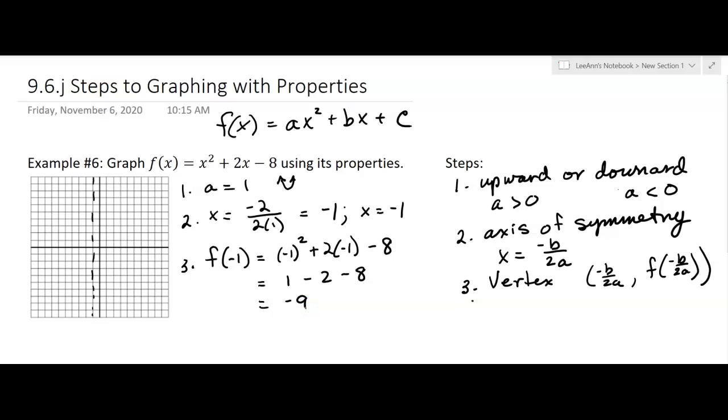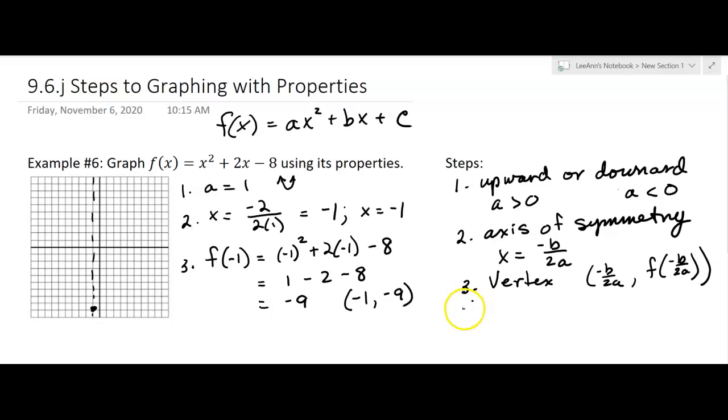So my vertex is going to be at the point -1, -9. So it's going to be way down here, make a nice point there. And I know my parabola is going to go upward, but that's going to be the vertex then.